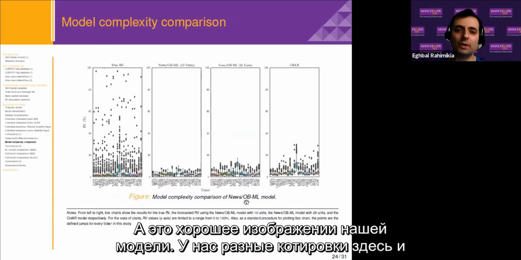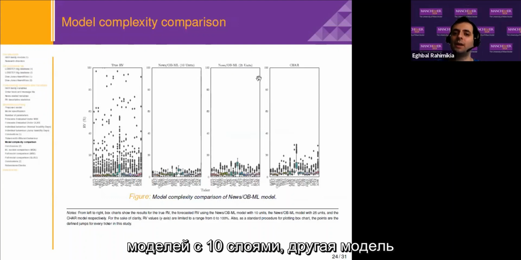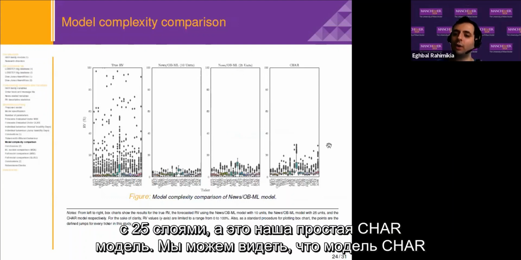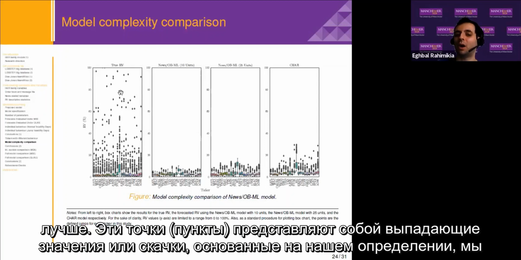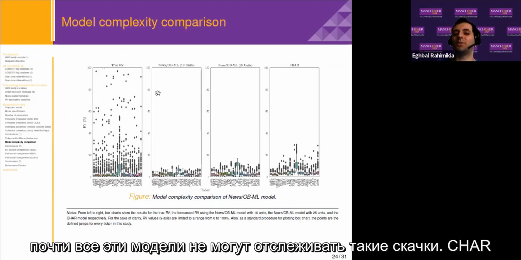And this is a nice representation of the models. We have different tickers here, and this is the true RV, the true realized volatility, the real values. This is one of our models with 10 units, the other models with 25 units, and this is our simple Ser-Huang model. We can see that the Ser-Huang model is better. These points are our outliers, our jumps, based on our definition. We talked about that in our previous paper, the interquantile range. We can see that nearly all of these models are not able to detect those jumps. Ser-Huang is a bit better.